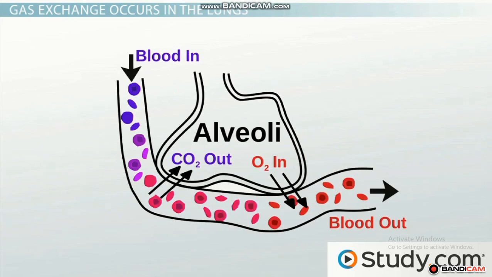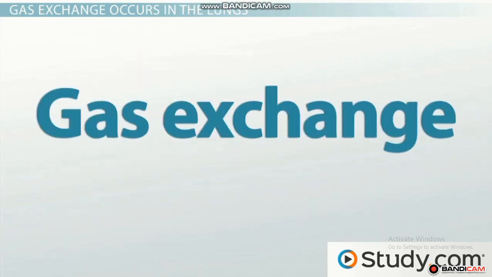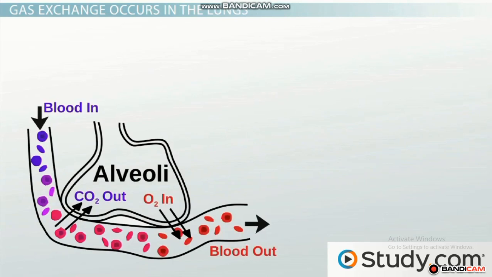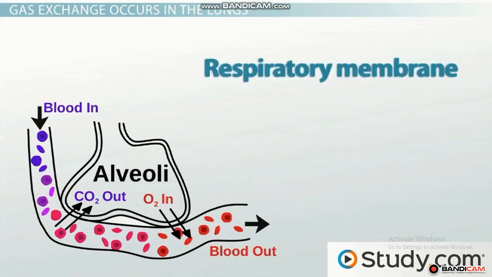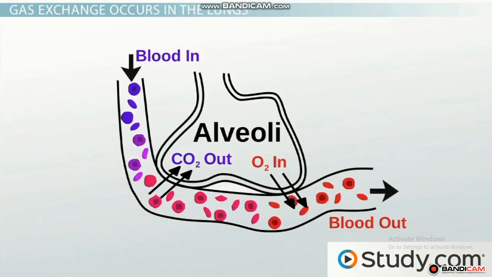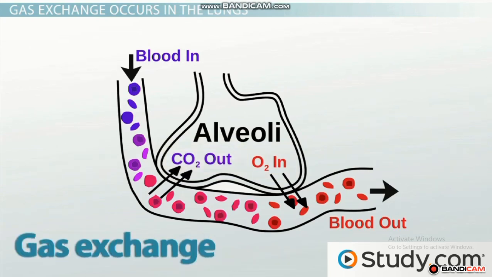In this context, gas exchange simply refers to the movement of oxygen into the blood and carbon dioxide out of the blood. Oxygen and carbon dioxide move across the respiratory membrane, which includes the alveolus and pulmonary capillary. As you can see from the image on the screen, oxygen moves out of the alveolus into the capillary, while carbon dioxide moves in the opposite direction, hence the term gas exchange.